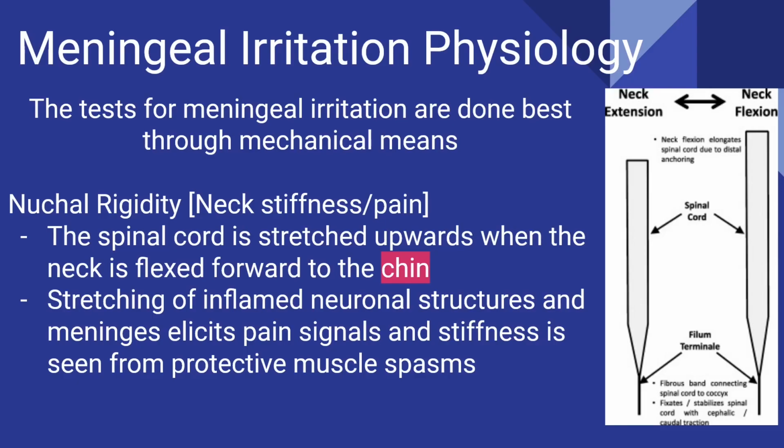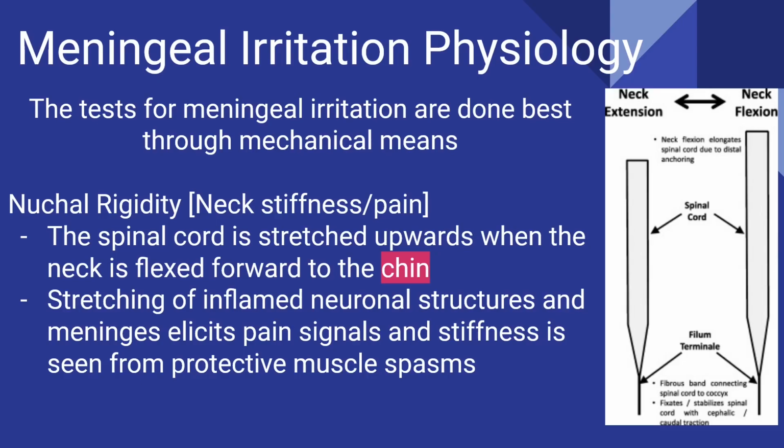And by pushing the patient's head forward down to their chin, we can see that by stretching that inflamed spinal cord, all those neuronal structures, especially within the meninges, it's going to elicit a pain signal and stiffness from the muscles surrounding the neck to try to keep that distance between the spinal cord as short as possible. Because if you're stretching an inflamed structure, it's going to signal a lot of pain.